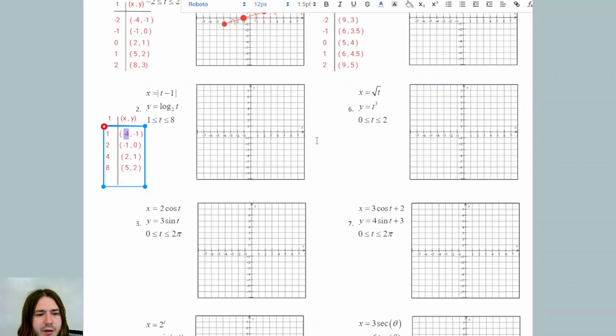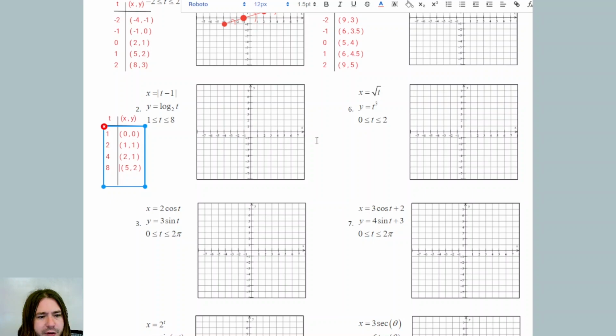So for t is 1, 1 minus 1 is 0, and the absolute value of 0 is obviously 0. Log base 2 of 1, so 2 to what power is 1? Well, 2 to the 0th power is 1, so we have a point at the origin. 2 minus 1 is going to be 1, and the absolute value of 1 is 1. Log base 2 of 2, so 2 to what power is 2? Well, 2 to the first power is 2, so log base 2 of 2 is 1.